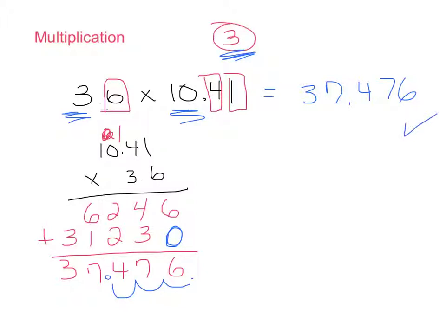Once again, when I start dealing with negative numbers, if I make this negative, my answer would then be negative. So remember that a negative times a positive equals a negative, 2 negatives equal a positive, 2 positives equal a positive. So same sign, keep sign, different signs, you've got to make it negative.